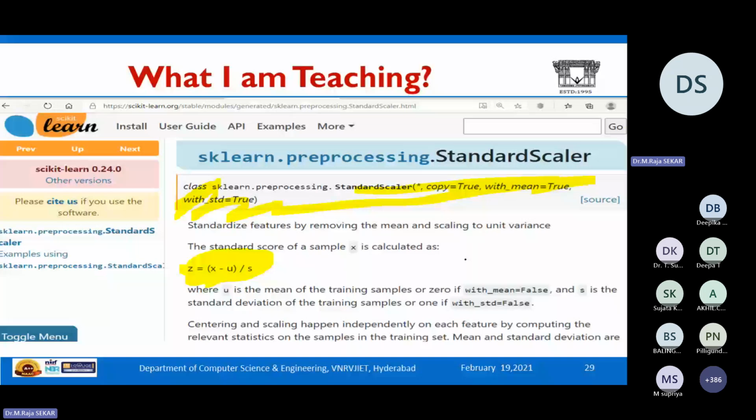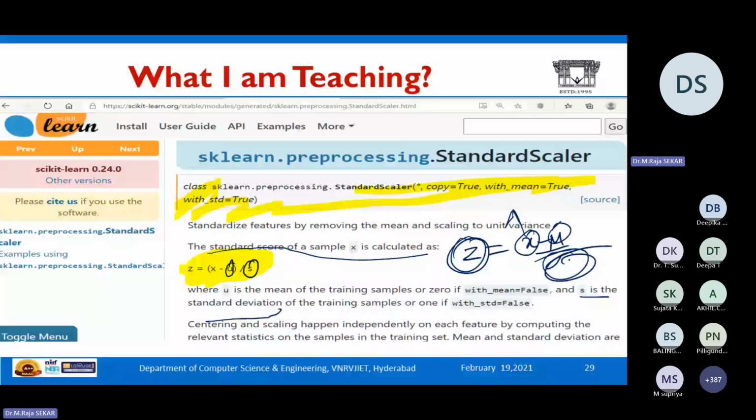There is a formula z equal to x minus mu by sigma. X is a normal variable, z is standard normal, mu is the mean, sigma is the standard deviation. Just see, this is the standard score of x. Somewhere they will write s as the standard deviation. Here u is the mean of the training sample.